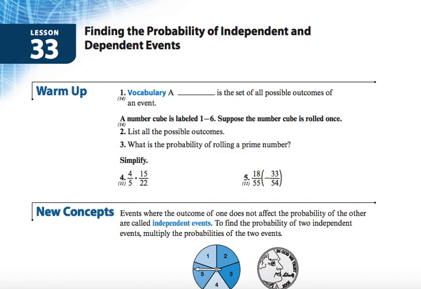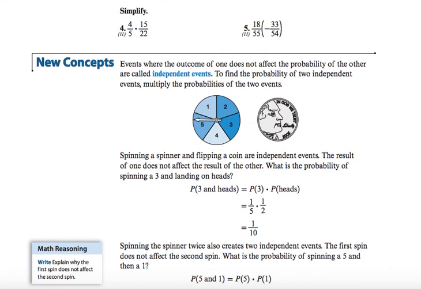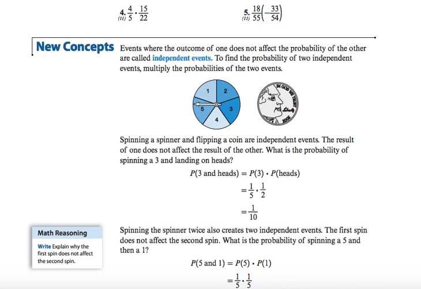Lesson 33, finding the probability of independent and dependent events. Here in our new concepts, we're going to define independent and dependent events and then work to practice through our first example on identifying the different type of event that's happening in order to calculate probability. In example 2, we're going to use a tree diagram to see how those things work in progression.